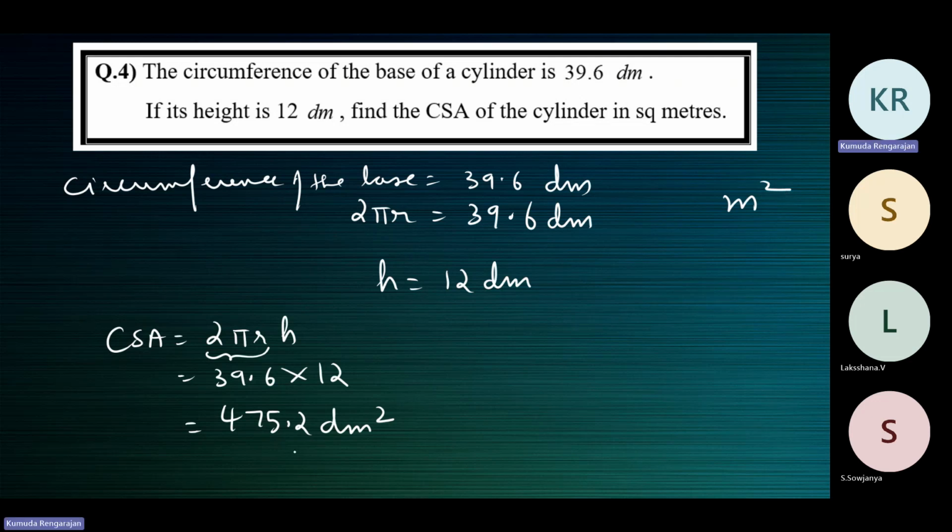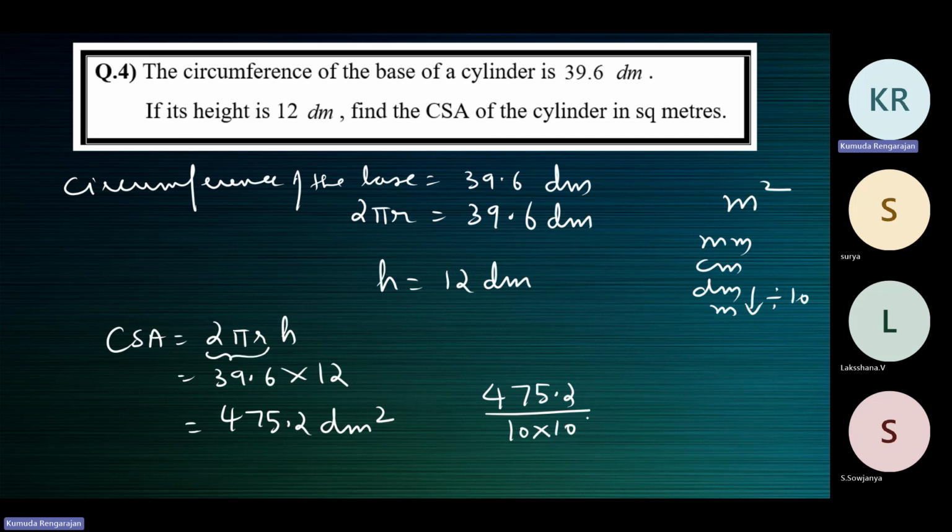So we just need to convert this answer to meter square. Millimeter, centimeter, decimeter, meter. To convert decimeter to meter, we need to divide by 10. Now this is decimeter square to meter square, so divide by 10 two times. Whatever you do, do it two times.